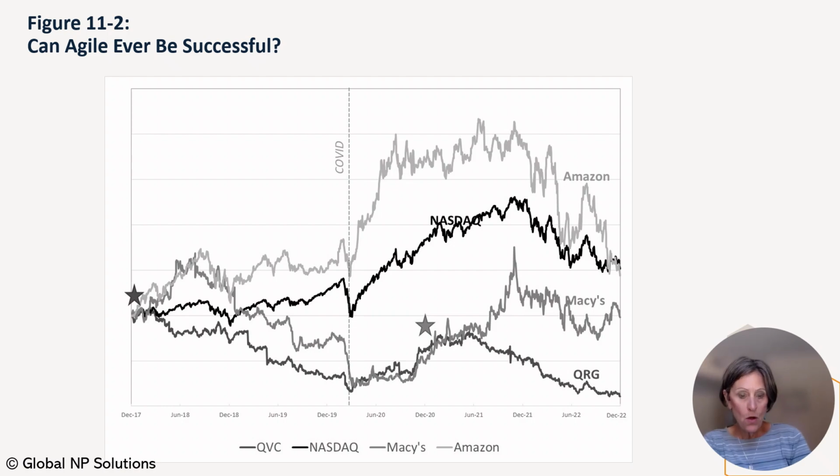Figure 11.2 on the screen shows the normalized stock prices of some well-known retailers who claim they work under the guise of agile product development. These stock prices are compared to the NASDAQ exchange over a 5-year period between 2017 and the end of 2022.